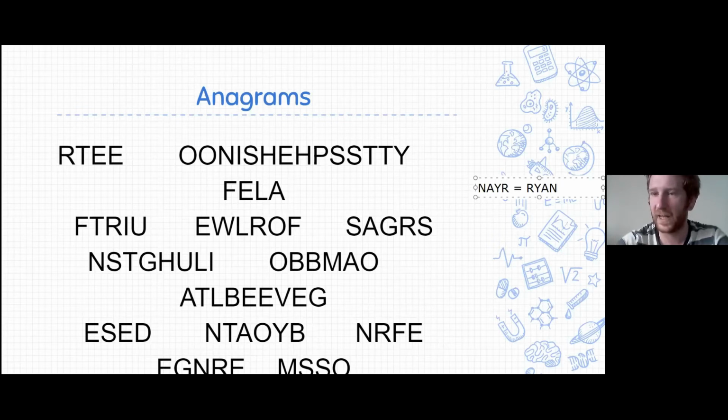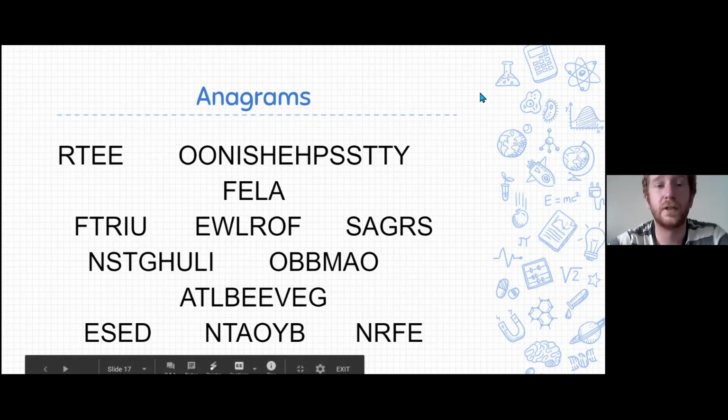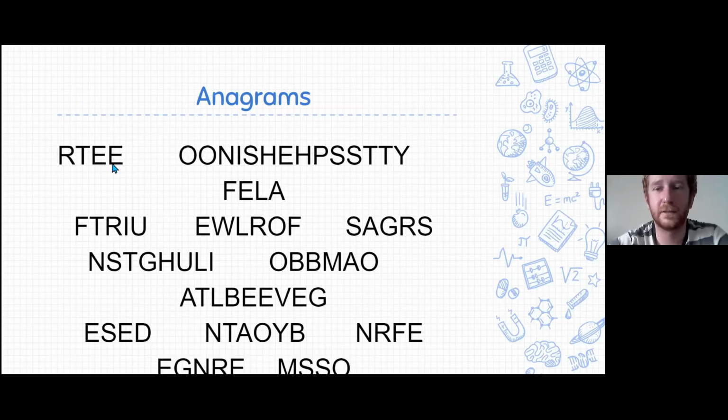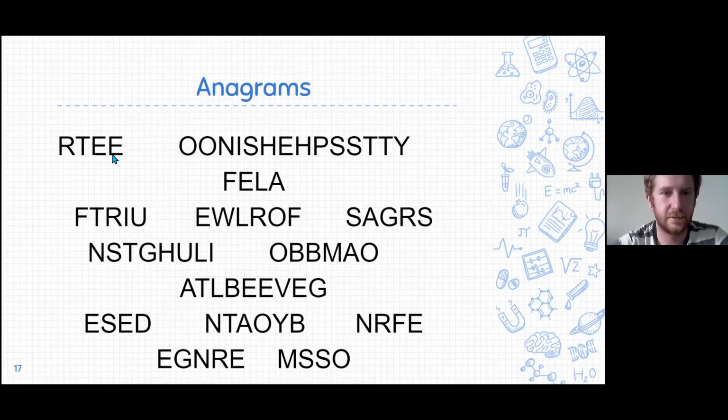This is an anagram. Ryan. A-Y-R, Ryan. So if you look at any one of these groups of letters, they're all anagrams of something to do with plants. So you can tell me what this first one is. First one, nice and easy. Emily. Tree. Good job. Photosynthesis. Good job. Well done. Leaf. Good job. Fruit. Good job. Flower. Good job. Grass. Yeah. Good stuff. Well done.